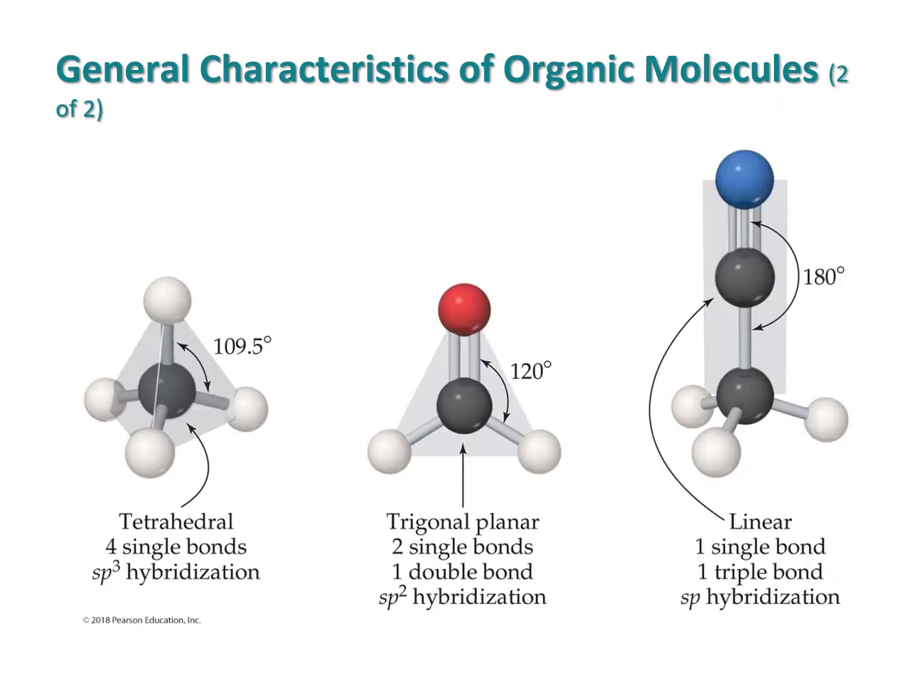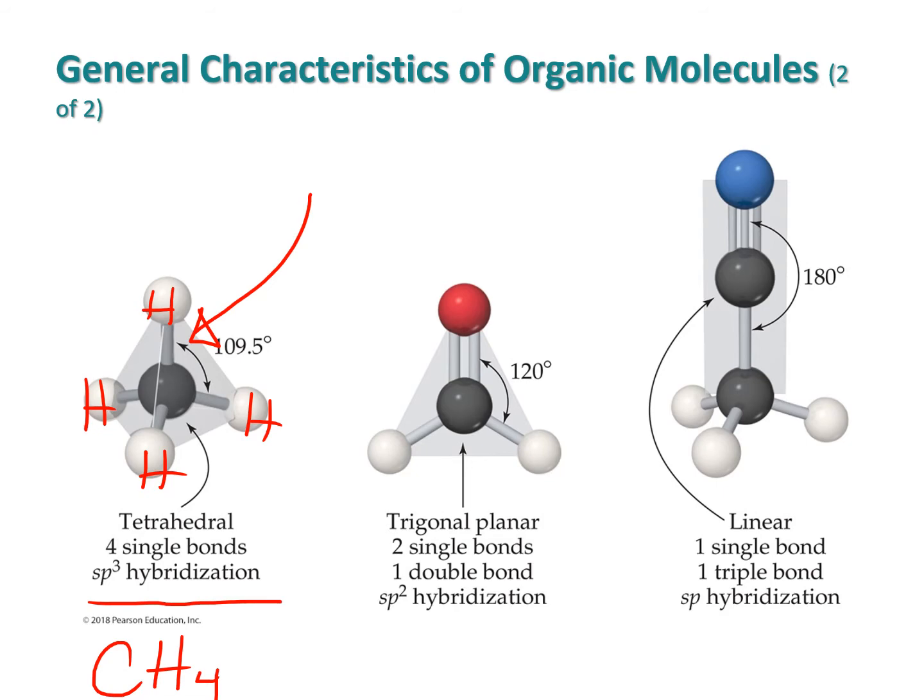So this is a visual representation of what we were just discussing, how you can have carbon with 4 bonds, and specifically this is carbon bonded with hydrogen. So this would be CH4, methane. It has 4 single bonds around it. It has sp3 hybridization, and it has a tetrahedral geometry with 109.5 degree bond angles around it.